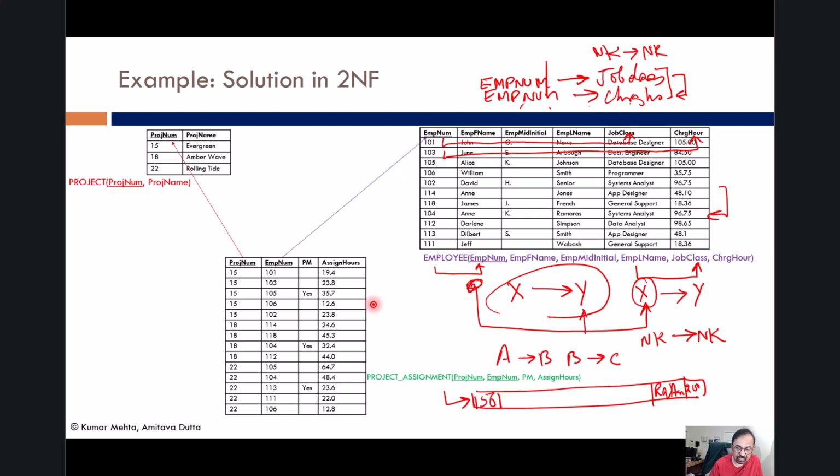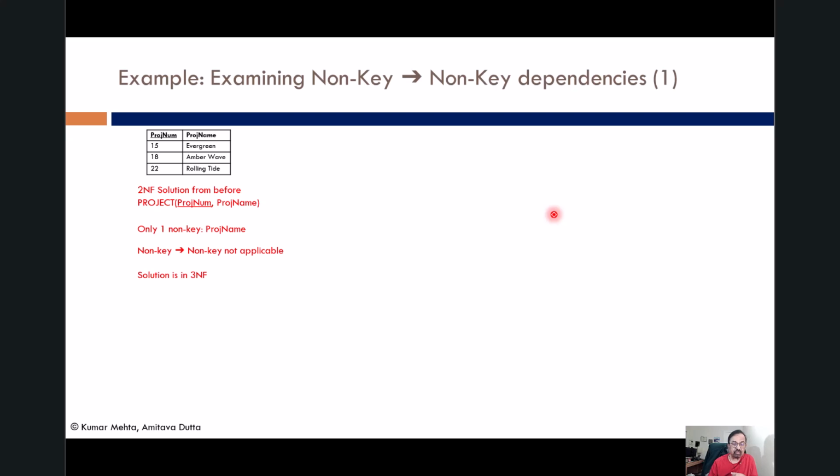So now let's examine each of these three tables, each of which was in second normal form, and see if they are also in third normal form. We already know that this third table here, this employee project table, is not in third normal form, but we'll examine it rigorously and see how we can identify that. So here is the first table.